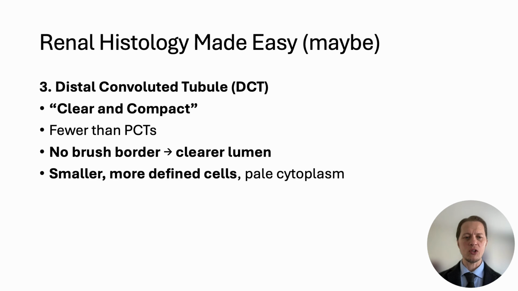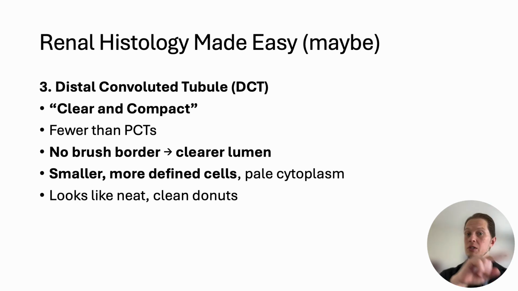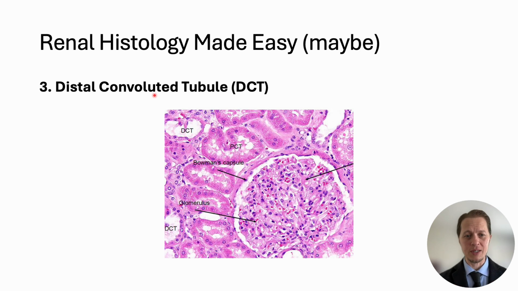There's a clear lumen, and it's just this nice round circle that the cells are more defined, also with pale cytoplasm. But this one, to me, just looks like circular or round donuts, right? I mean, to me, that looks like donuts. There's a lot of food references in anatomy. It just is what it is. But that's your distal convoluted tubule.